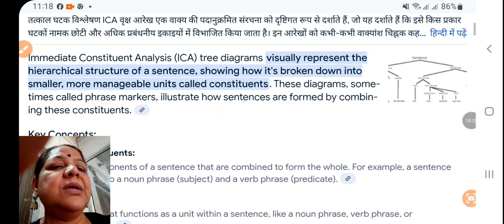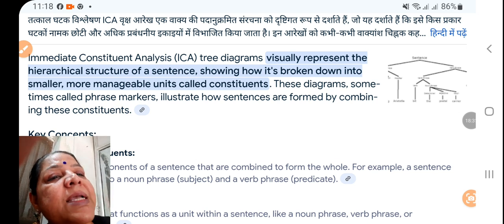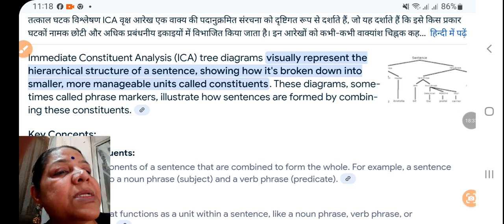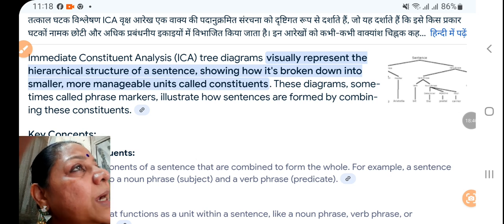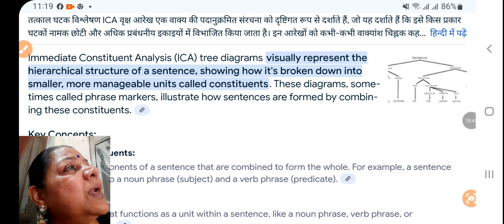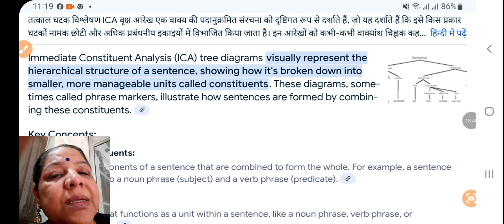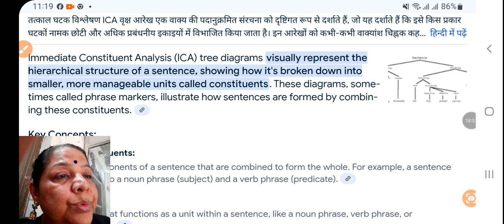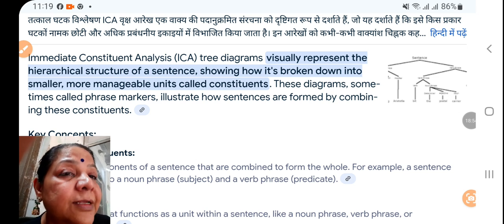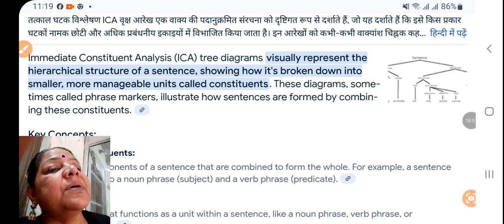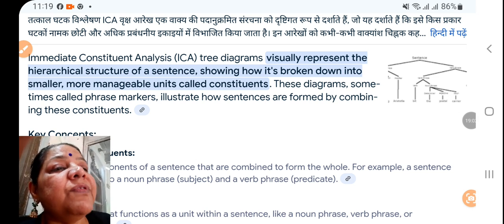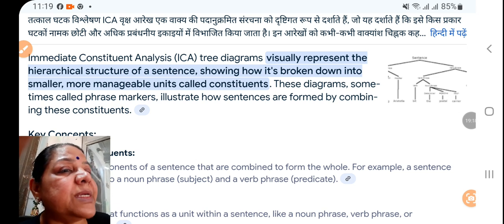Here I'm repeating, just a recap. IC analysis, or immediate constituent analysis, can be done through the bracketing method. In another video I'm going to discuss the bracketing method. A sentence can also be analyzed through a tree diagram, and there are other ways, right? But here we have discussed tree diagrams, how tree diagrams are made when we do IC analysis, and that it is a visual representation.